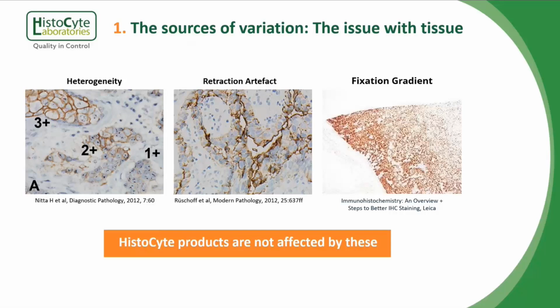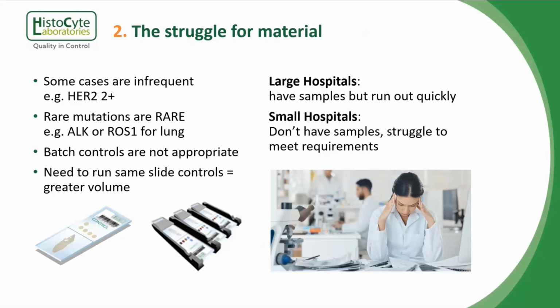Our cells are fixed and processed in a standard method that's equivalent to tissue, and thus we aren't affected by these same problems that affect tissue. The other driver is the struggle for samples in the laboratories, particularly those low or mid expressing samples, particularly things like HER2, ER, PR. But as I mentioned before, a lot of labs struggle, certainly the smaller labs struggle for some of the rarer biomarkers such as ALK or ROS1 in lung.